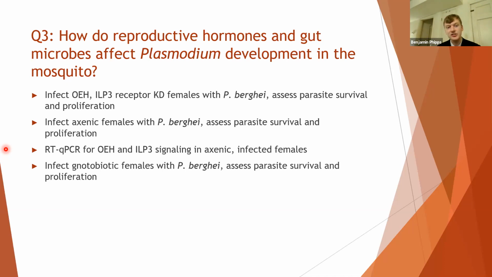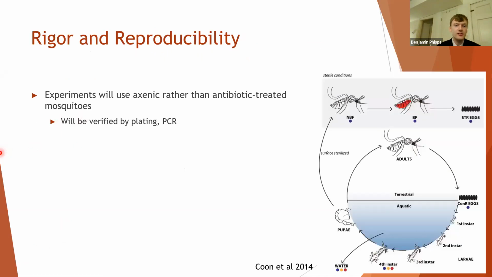And then finally, to determine whether the same microbial species that affect egg production similarly affect Plasmodium development, I'll infect these gnotobiotic females with the parasite and assess the parasite development. And I wanted to briefly mention this on the rigor and reproducibility.